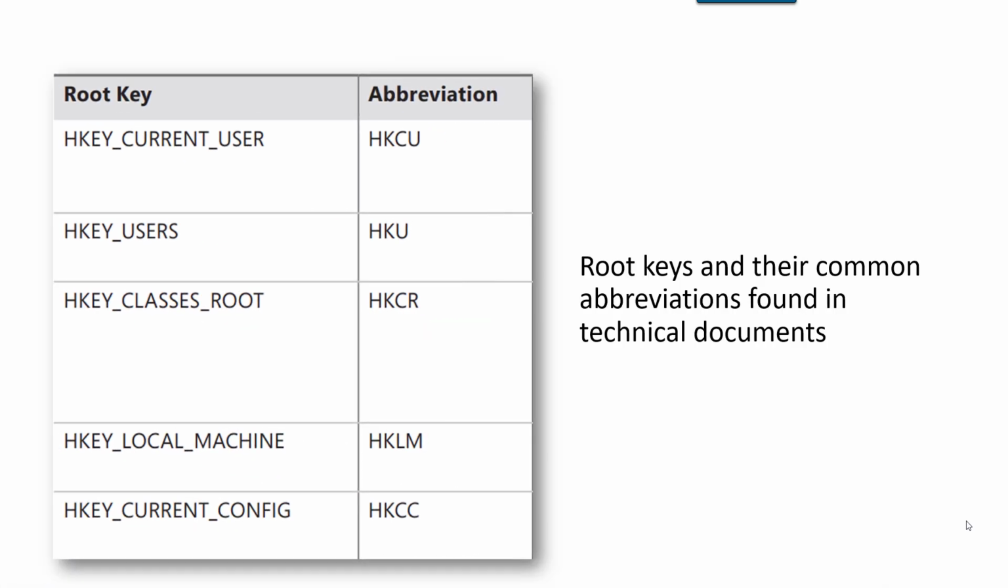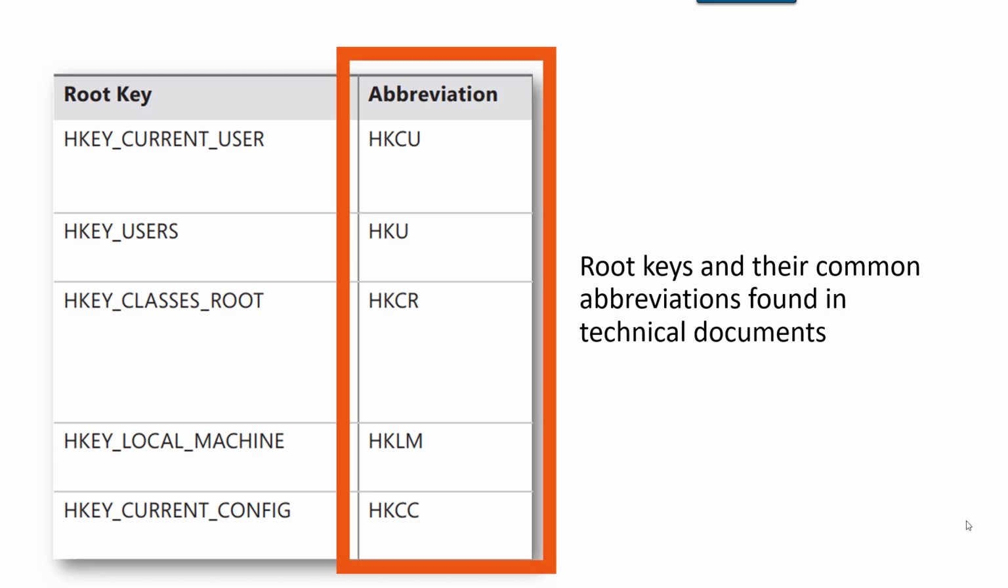Often technical documentation will not use the full name of a root key in the registry. Instead, they'll use the abbreviation. So it's important for techs to become aware of the appropriate abbreviations for the root keys. Many times they simply won't use those long names.